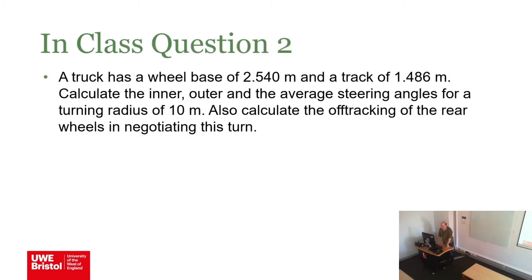A truck has a wheelbase of 5.4 metres, and a track of 1.486. This is quite a small truck. Calculate the inner, outer, and average steering angles for a turning radius of 10 metres. Also calculate the off-tracking of the rear wheels negotiating this turn.